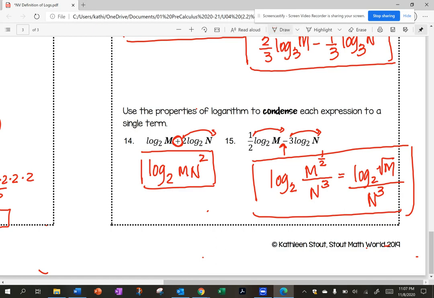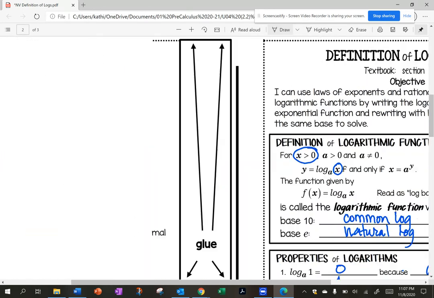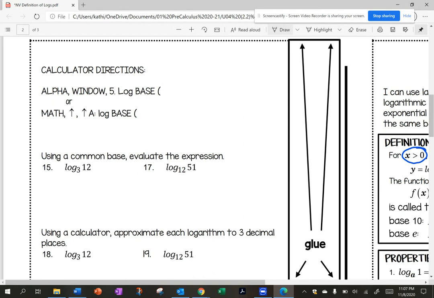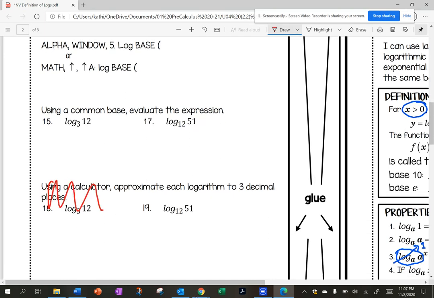I can also do these on the calculator. There are no calculator type questions though on the SAT. And I have this on here twice. I meant to delete this. I'm sorry. Okay, so how do I find these in the calculator? I can find them by pressing alpha, window, 5, log base, or I can use the math button, move up twice, and go to the log of base a. So I can find this two different ways on the calculator and get to the same thing.